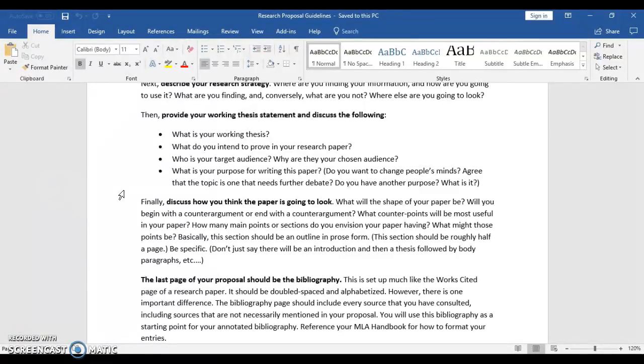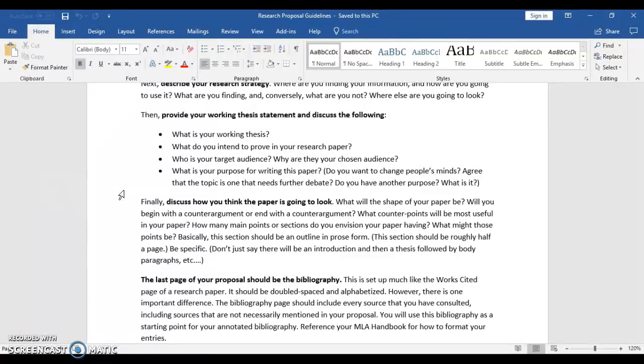Who's your target audience and why? This one has to be specific too. You need to decide who's the very best audience for this information. So for example, if I were writing about tuition, let's say I was writing about making tuition free for state community colleges, there would be a very different focus to my paper if I were targeting legislators than if I were targeting students.